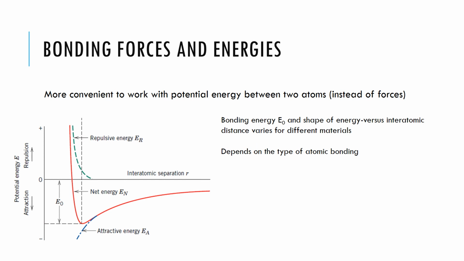And this bonding energy, if you like, the strength of this bond, how much energy is required to rip these two atoms apart, will vary depending on the types of atoms that are present. So therefore, it's very different for different materials. Some materials are much easier to snap than others. And of course, that depends on the type of atomic bonding that's present.